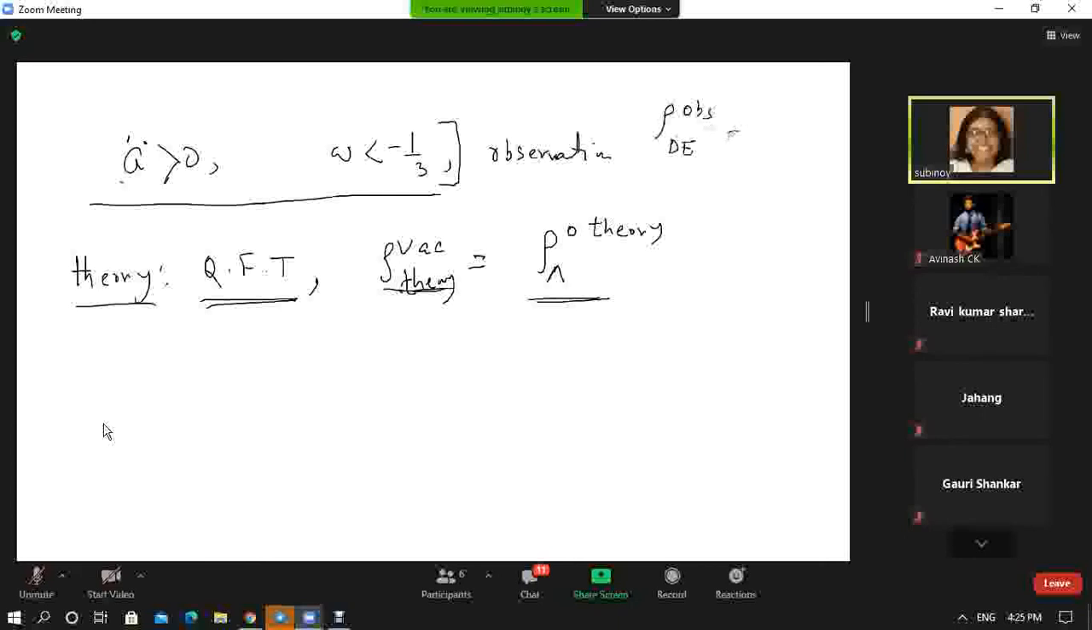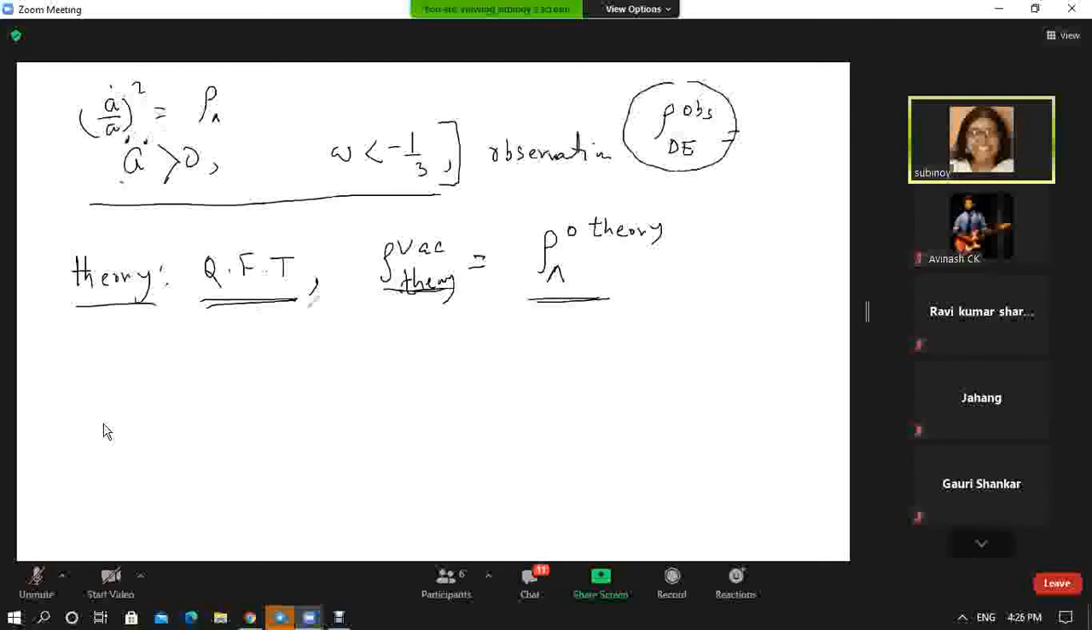Why? Because not only is a double dot positive, you can also measure a dot by a squared from the supernova experiment, and you know that it is proportional to rho lambda. So you know how much rho lambda you need to get the a dot by a at that distance. Not only that a double dot is positive, but you can also measure this. So they found out that is rho observation. Okay. Now they wanted to match.